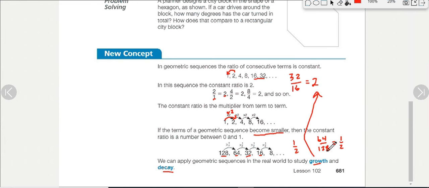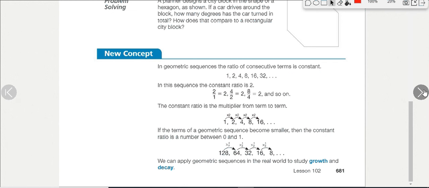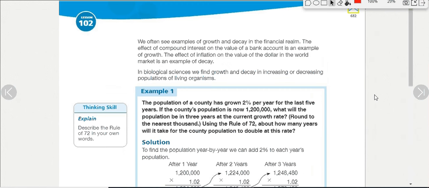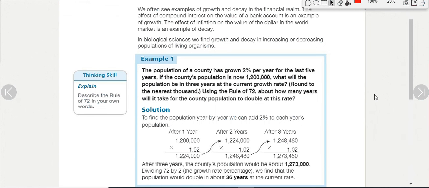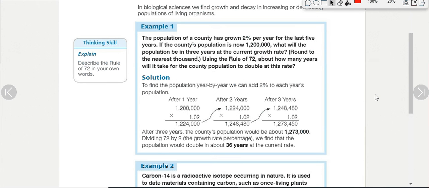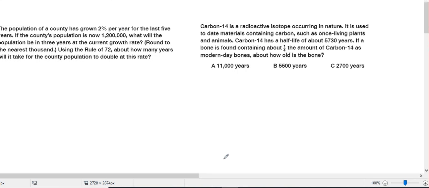Makes sense. We've got a couple examples in everyday life. You'll find this a lot in the financial world. We'll talk about something called the Rule of 72 just briefly today. But let's talk example 1. For growth, the population of a county grows 2% per year for 5 years. If it's now 1,200,000, what will the population be in 3 years?